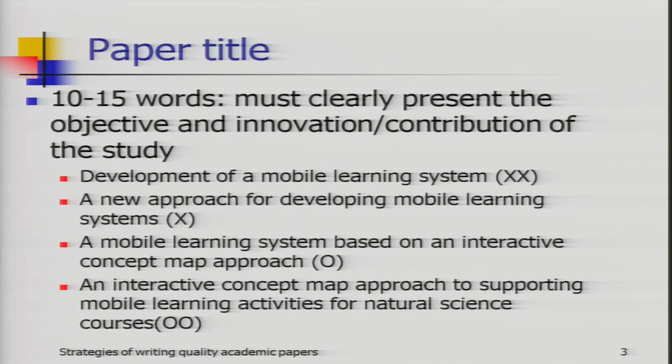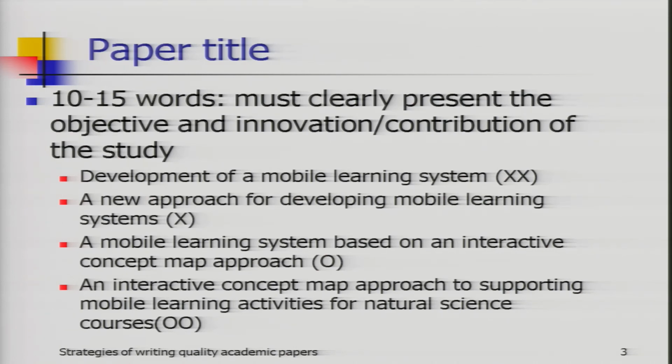So the first thing is to have a good paper title. It is very important, okay? The length of the paper title is usually 10 to 15 words. It could be longer or shorter, but it needs to be able to clearly present the objective, innovation, or contribution of the study. So if your title is like this, "Development of a mobile learning system," it is a very bad title, because from this title, we cannot see anything innovative. We don't know what its contribution is, okay? So it's not a good title.